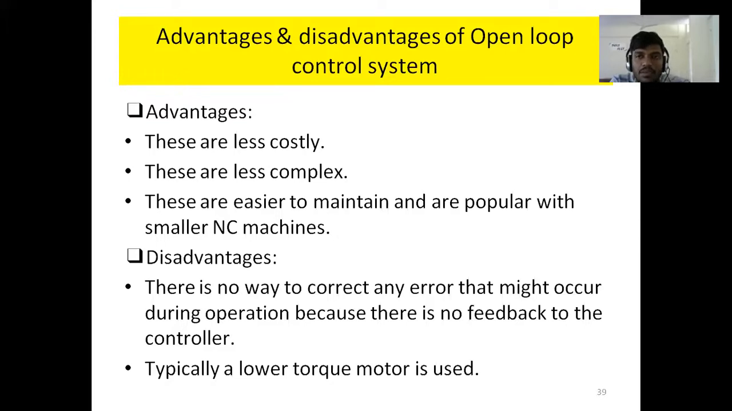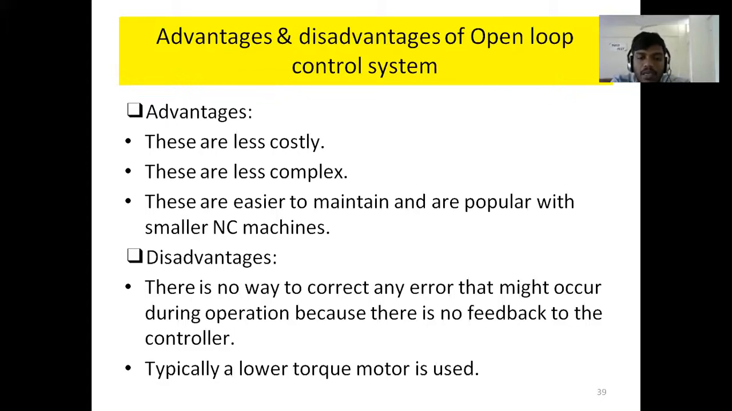ह्याची मेजर डिसएडव्हान्टेजेस काय आहेत? There is no way to correct any error that might occur during operations because there is no feedback to the controller. कंट्रोलरला सपोज तुमच्या सिस्टीम मध्ये ऑपरेशन मध्ये काहीतरी एक एरर आली, तर तो एरर तुम्हाला कधी कळणार? जर तो फीडबॅक तुम्हाला मशीनला कंट्रोलर दिला तर. पण अशी ह्याच्यामध्ये सिस्टीमच नाहीये. सगळ्यात मोठा ड्रॉबॅक असा आहे की एखादी काही मिस्टेक एरर झाली तरी ते तुम्हाला आयडेंटिफाय करता येत नाहीये.